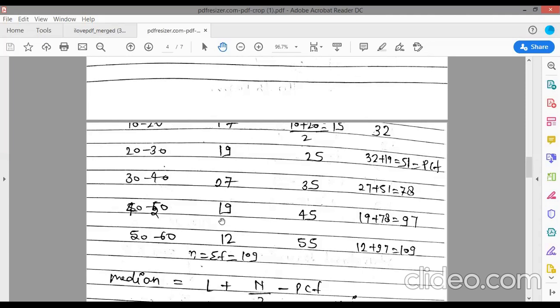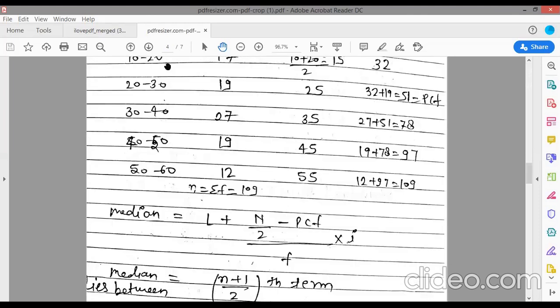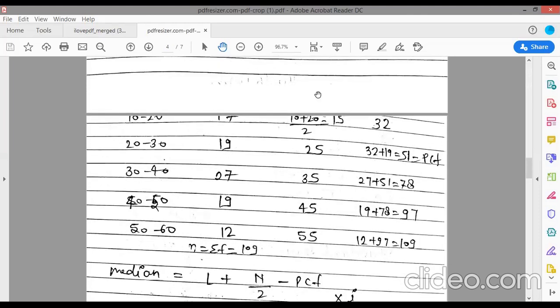The frequencies given are 15, 17, 19, 27, 19 and 12. That means the second column will be your frequency. This is your frequency column, right? Because the number is given. And the third column, you need to calculate your x, meaning the variables. You can call them objects or elements. So for the objects you will calculate the mid value of your given interval. So the first row is your 0 to 10.